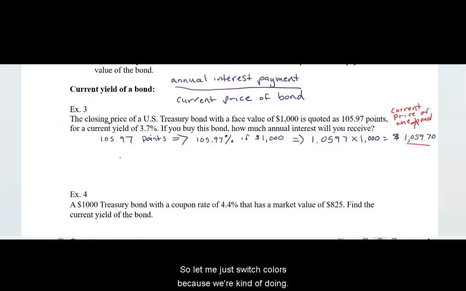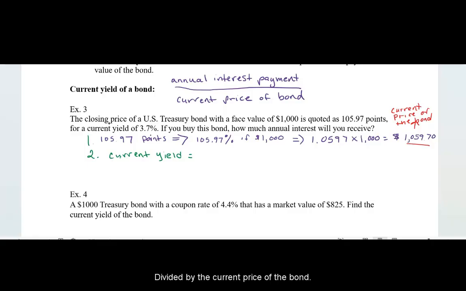So let me just switch colors, because this was step one, where we wanted to find the current price of the bond. Now we want to use current yield. You have the formula right above you in the video. Current yield is your annual interest rate divided by the current price of the bond. And we know the current yield because it gave it to us. Let me underline it here in the problem. The current yield is right here. It's 3.7%.